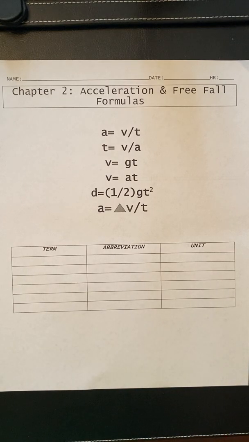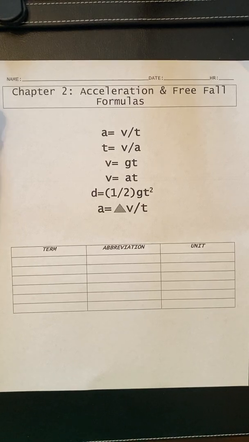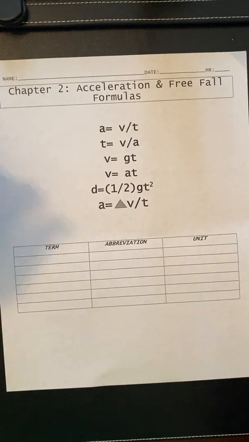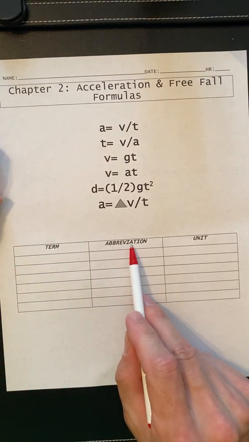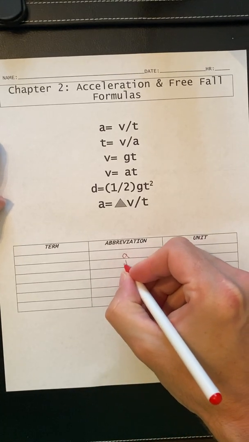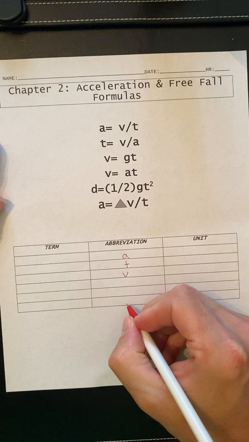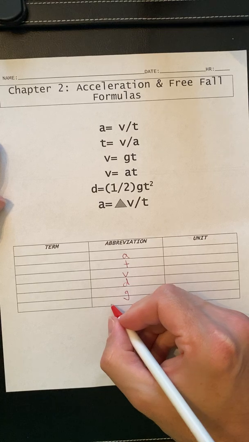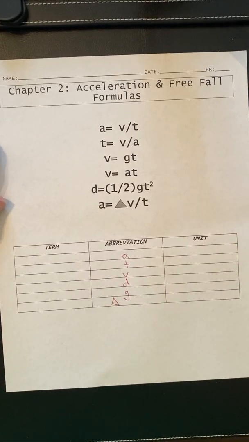So looking at this, these are the formulas that we should be accountable for. You don't have to memorize these, and this is your little cheat sheet you can use on the quiz. This works for acceleration, for time, for velocity, for distance as well. With the term part here, actually I'm going to jump over and do the abbreviations first. We should know what A is, T, V, D, G, and then this last one here, triangle or delta.